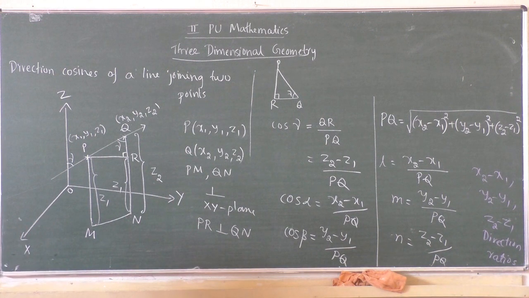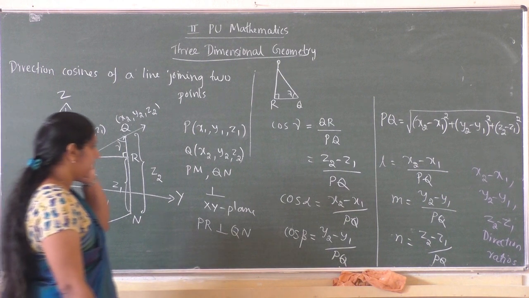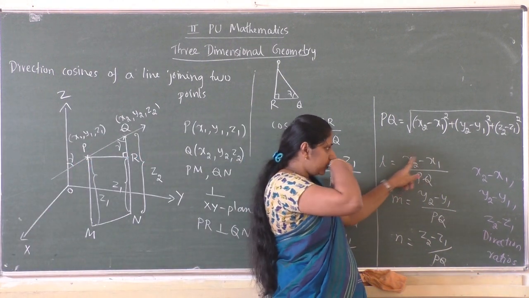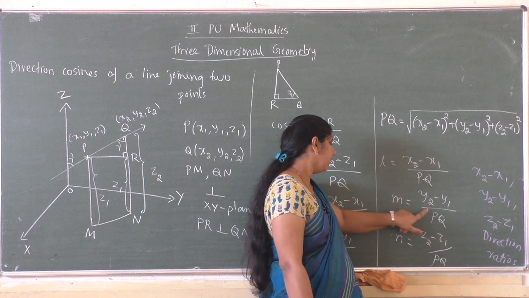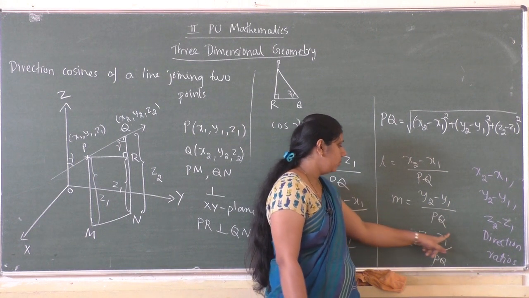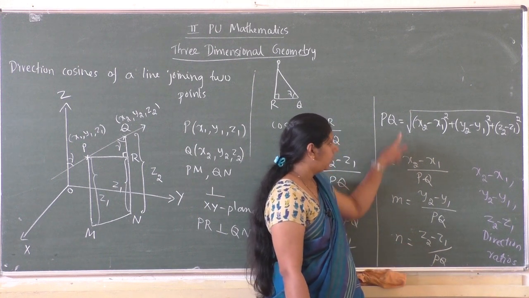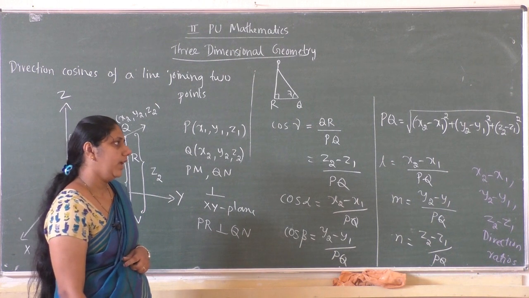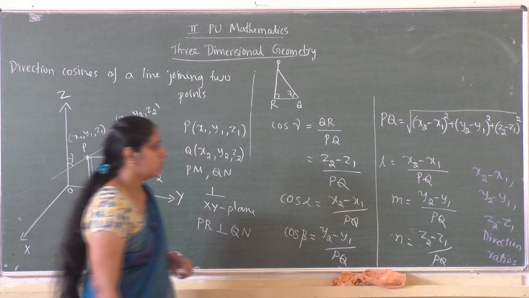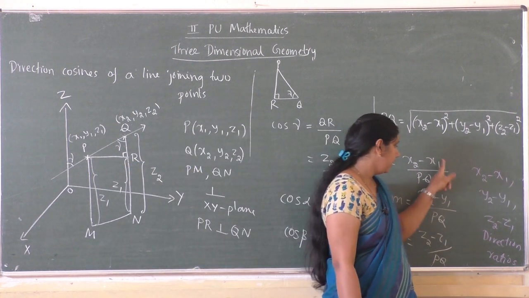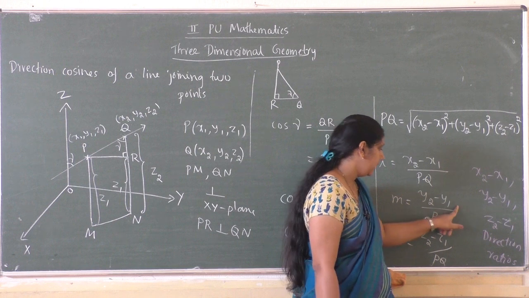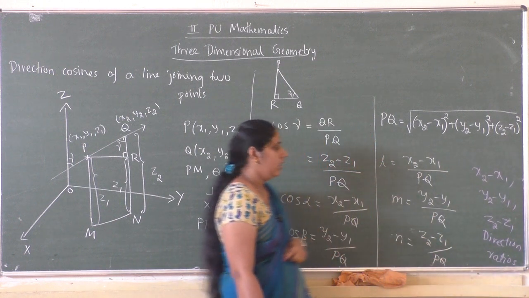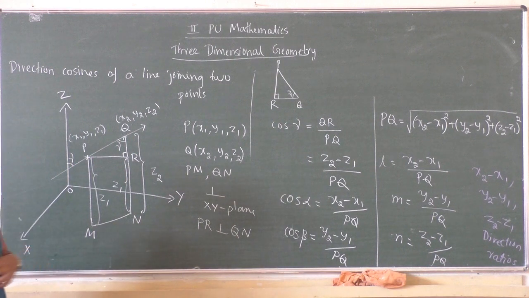So is it clear? If 2 points are given, that is P and Q, with coordinates x1, y1, z1 and x2, y2, z2, then what are the direction cosines of the line? x2 minus x1 by PQ, y2 minus y1 by PQ, z2 minus z1 by PQ, where PQ is the root of x2 minus x1 whole square plus y2 minus y1 whole square plus z2 minus z1 whole square. And the numerators, that is x2 minus x1, y2 minus y1 and z2 minus z1, are called the direction ratios of the line.